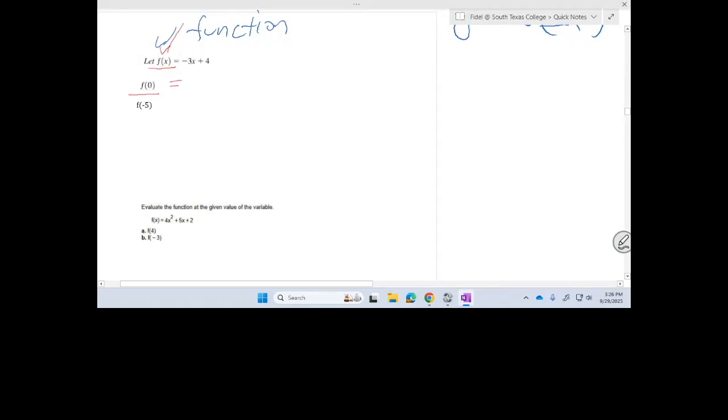Right here, I have an x. But right here, y'all, I have a 0. So what I'm going to do is I'm going to come back to this problem, and everywhere I have the letter x, I'm going to put a 0. Negative 3 times 0 plus 4. Okay. Anybody know what's negative 3 times 0? What do we say happens when we multiply by 0? What do we get? 0, right? Okay. 0 plus 4, y'all. Boom. Just 4.